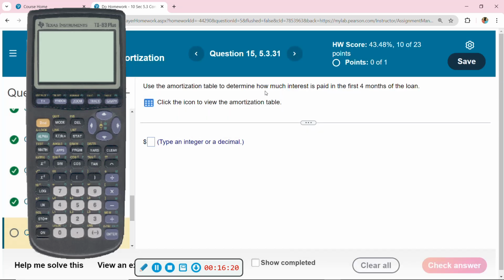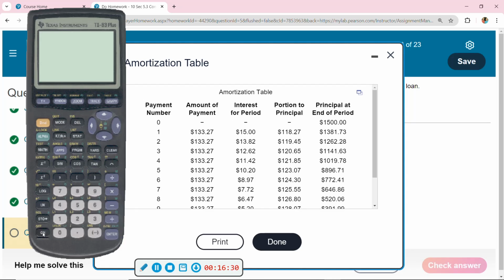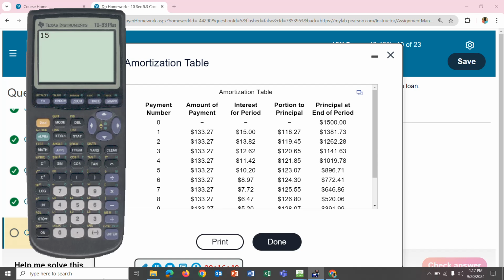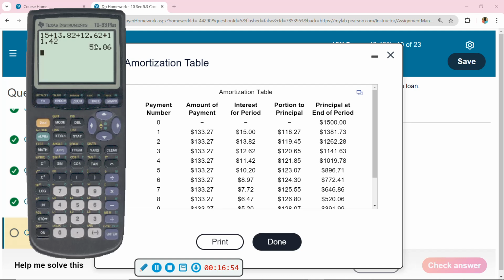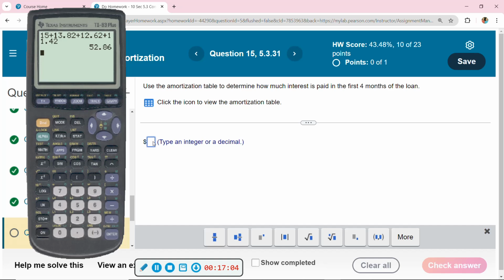Use the amortization table to determine how much interest is paid in the first 4 months of the loan. Well, in the first 4 months, here's the interest, 1, 2, 3, 4. So let's just add that up. 15 plus 13.82 plus 12.62 plus 11.42. $52.86 is interest on the first 4 payments. Okay, so 52.86, okay.